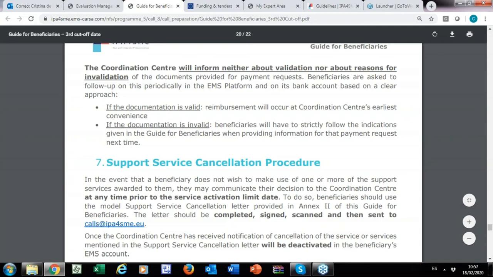So you are asked to please follow periodically in the EMS platform the documents you uploaded, to see if they have already been validated or invalidated. If the documents are correct, you will see it within the next weeks in your bank, because you will be transferred the corresponding amount. And if it's invalid, you will see it in the EMS platform.